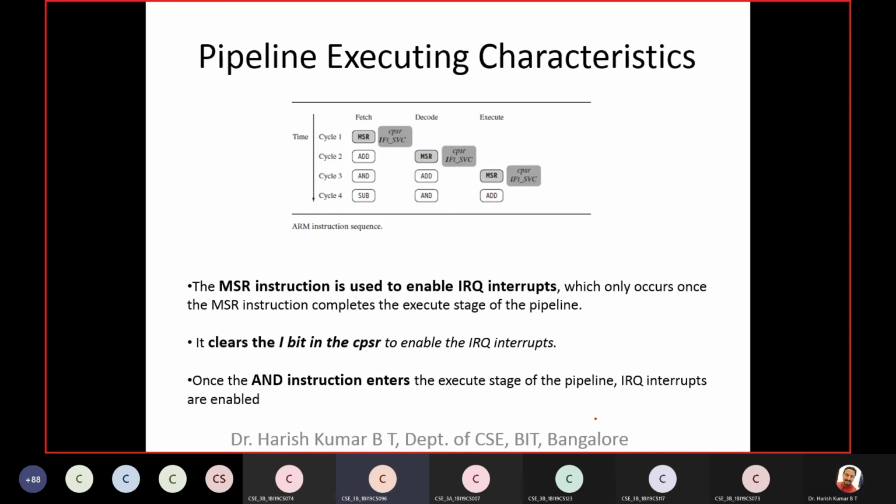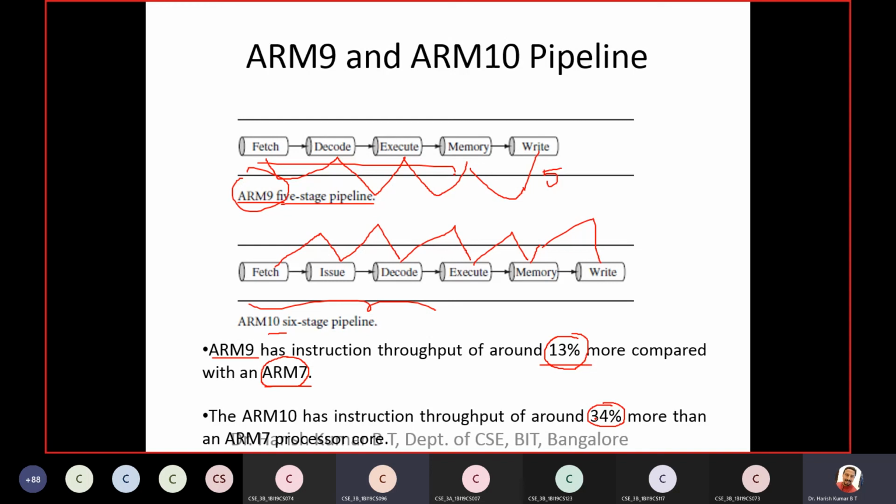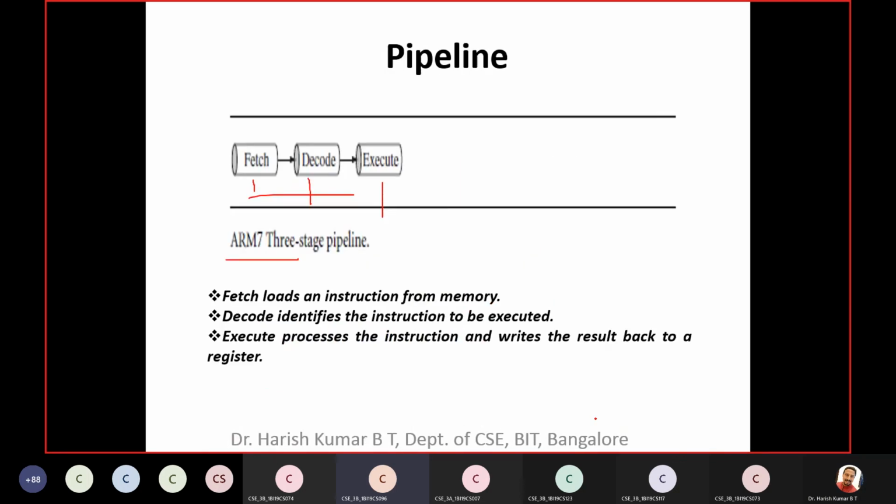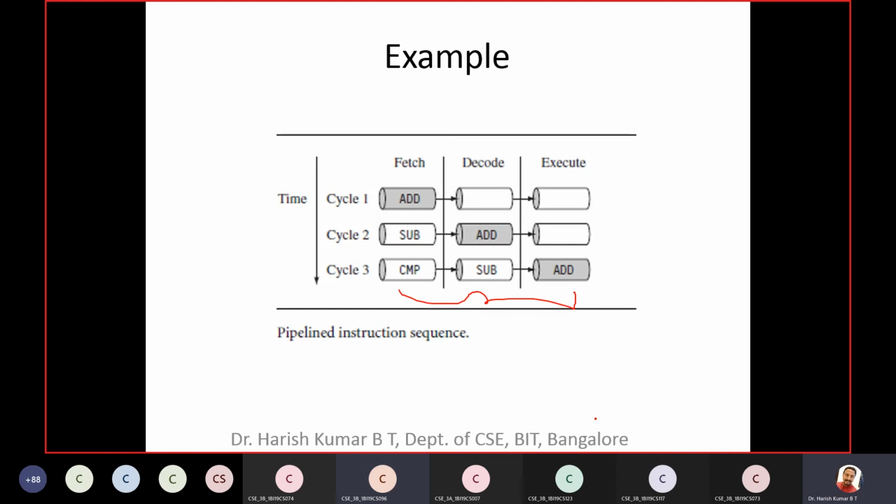Sir, can you go back to that slide where you showed the pipelining process, like three clock cycles? This one? Yes, sir. Fetch, decode, and execute. Actually, if it uses multiple buses, it can be done in a minimum of 2 clock cycles, right? No, sir, if you use a single bus. Yeah, I got your point.